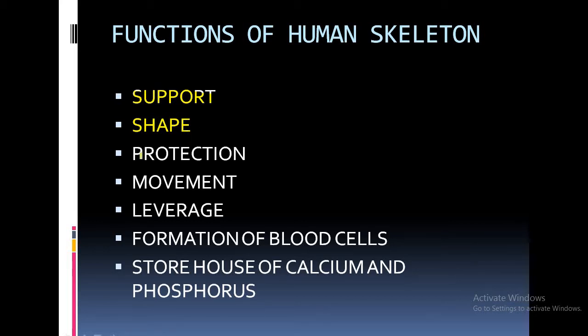Another important function of human skeleton is for protection. The very soft and delicate organs of our body, which are vital for our existence, are protected inside the skeletal system. Like your brain is protected inside the skeletal system, your lungs and your heart are protected inside the rib cage. So various soft and delicate organs are protected by the human skeleton.